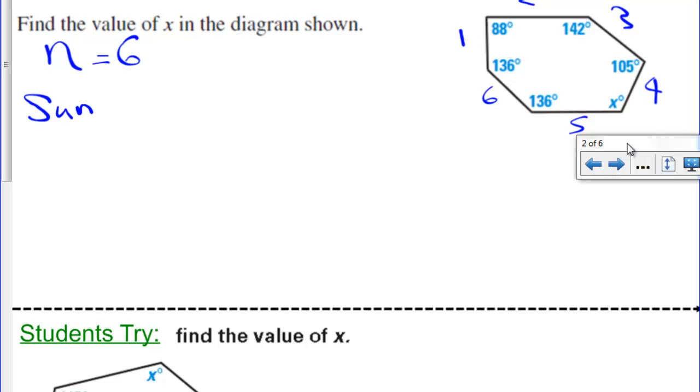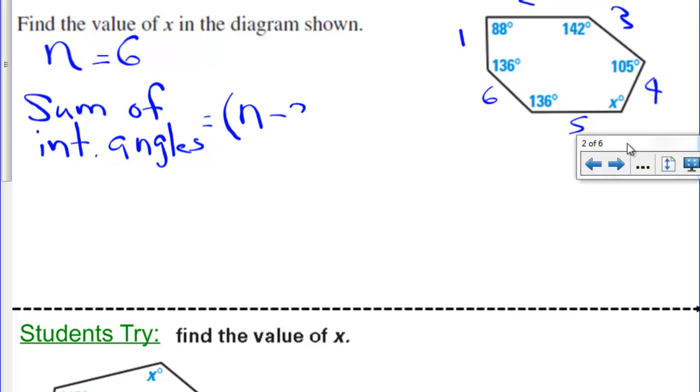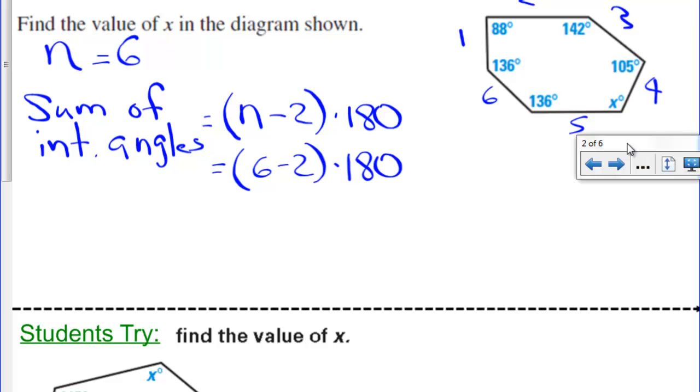So the sum of interior angles equals what? The expression from the previous page is (n minus 2) times 180. Well, what is n? 6. So we're going to say (6 minus 2) times 180. And 6 minus 2 gives us 4. So what's 4 times 180? Stephen. Excellent. 720.